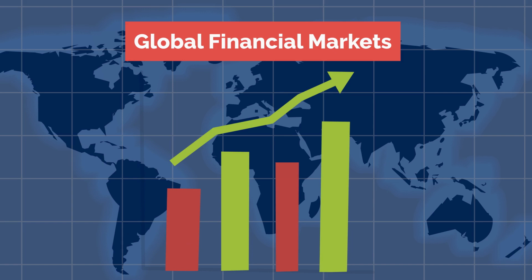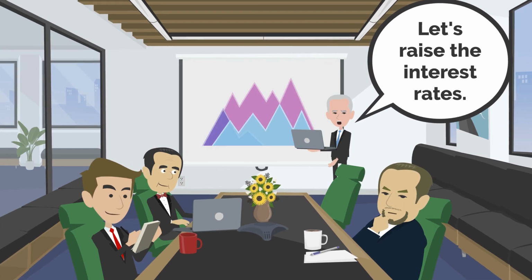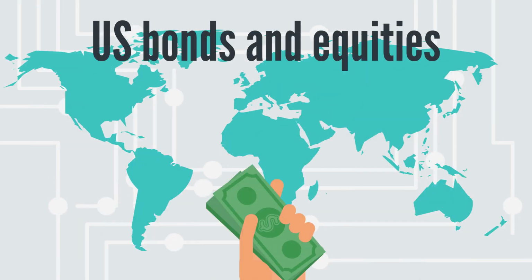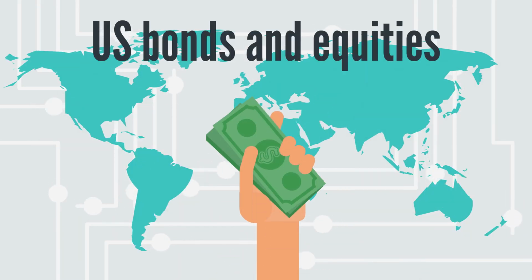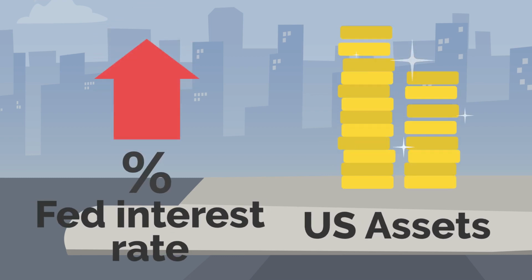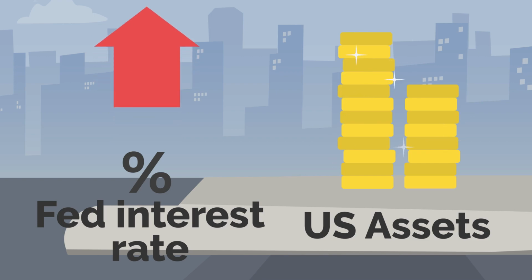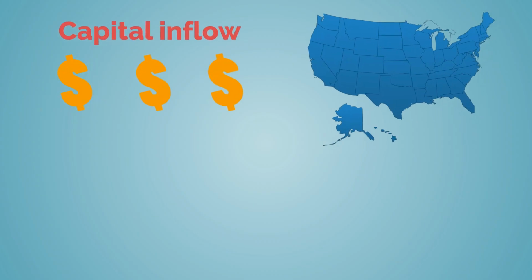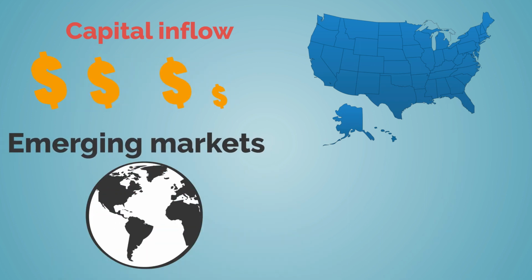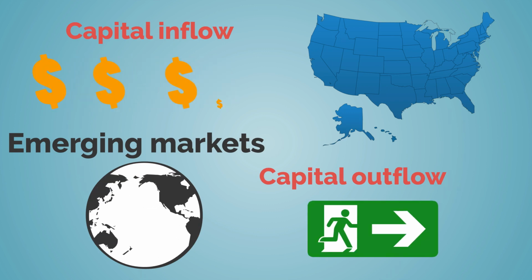The global financial markets. When the Fed changes interest rates, it affects the attractiveness of US assets, including bonds and equities, for investors worldwide. If the Fed raises interest rates, US assets tend to offer higher returns, leading to increased demand from foreign investors. As a result, foreign capital flows into the US, strengthening the US dollar and potentially leading to capital outflows from other countries.